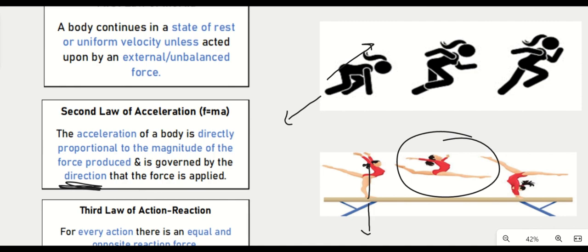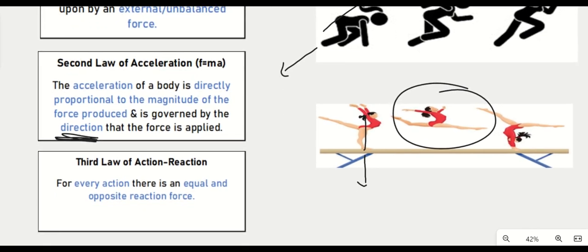And then very quickly, if we have a look at the third law, the law of action-reaction, this one says for every action there is an equal and opposite reaction force. So for every action force there's an equal and opposite reaction force. We've kind of already covered it. So as the gymnast applies a muscular force down to the beam, the beam applies a reaction force up on the gymnast that's equal but opposite to that original force.